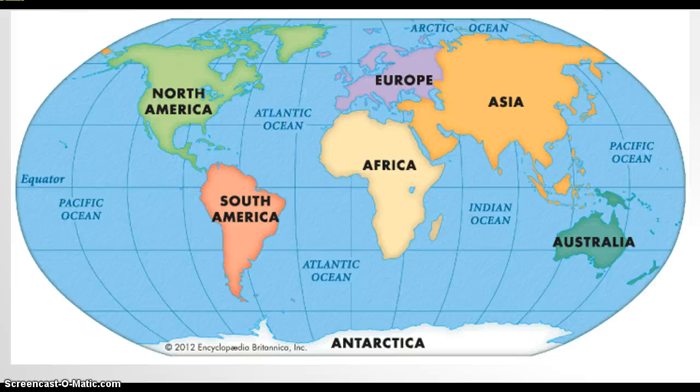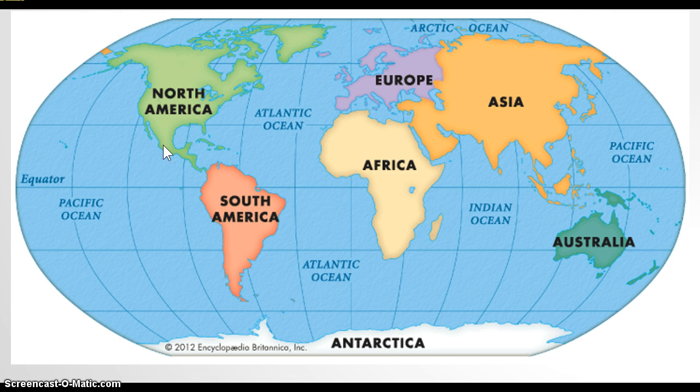The next thing we're going to do is we're going to look at the different continents. So we'll come back later to what the names of the different oceans are, but now we're going to look at the land. Land is what we call a continent. So the first one we're going to look at is North America. Mexico is in North America.